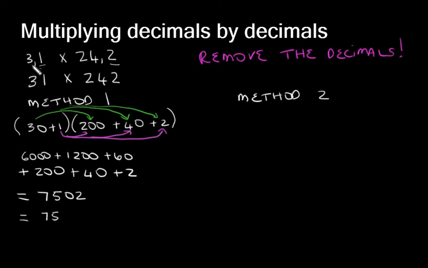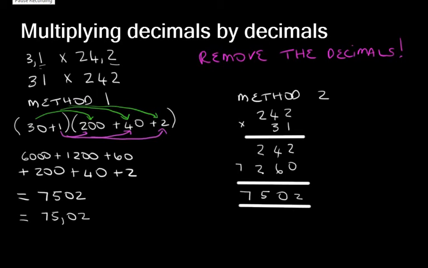But remember I said that there are 2 decimal places after that decimal point? Well, there needs to be 2 places now. So that will be 75.02.